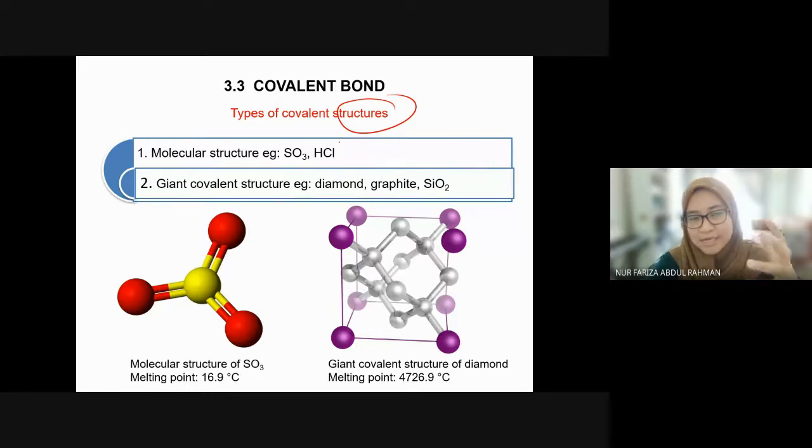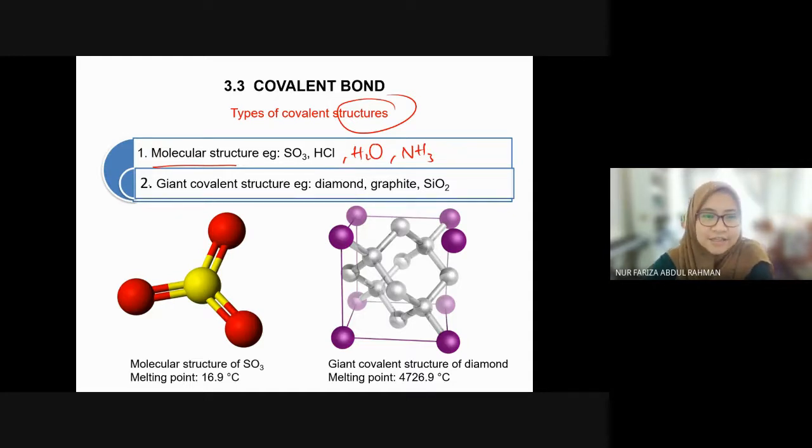Alright. So normally, for covalent structure, we have the molecular structure form, the normal one. We would call it molecular structure. Normal covalent compounds, like SO3, HCl, H2O, what else? NH3. So these are considered common molecular structures.